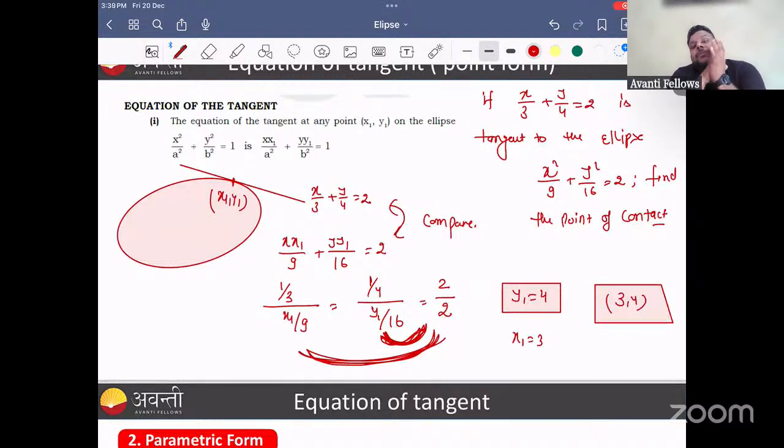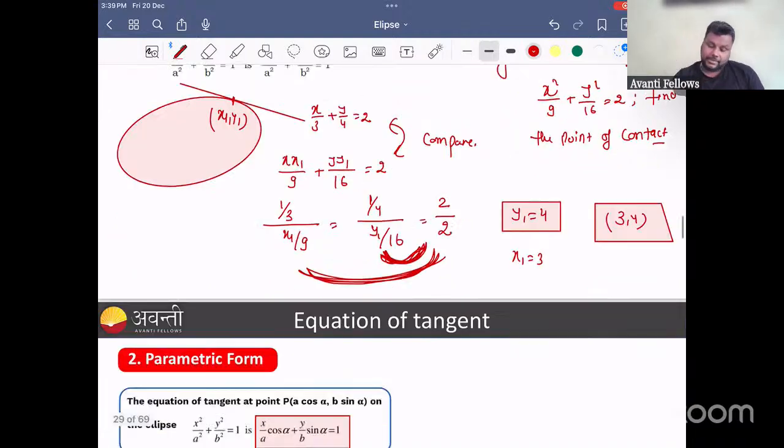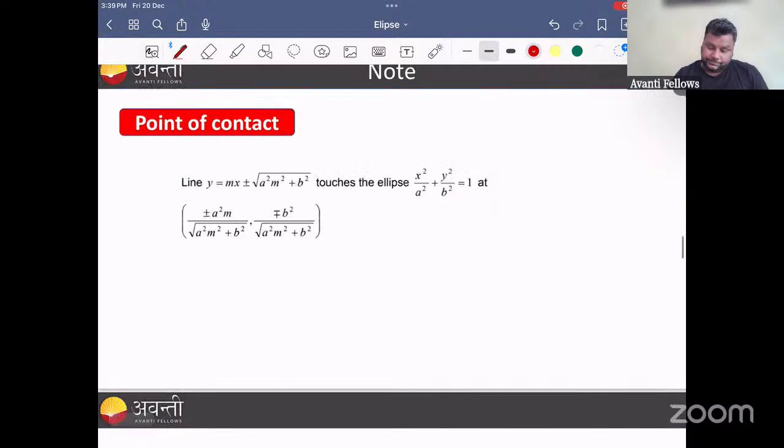If the line x upon 3 plus y upon 4 equals 2 is tangent to this ellipse, find the point of contact. So I use the same method. Got it? So write the equation of the same line that is tangent in two various forms and then compare. And this is what they are also trying to prove. Got it?